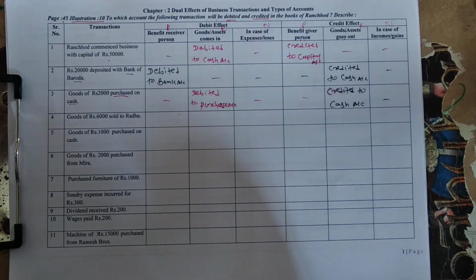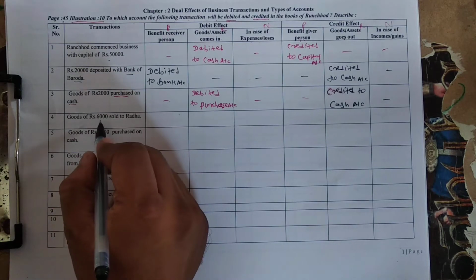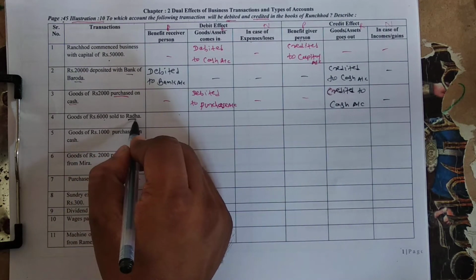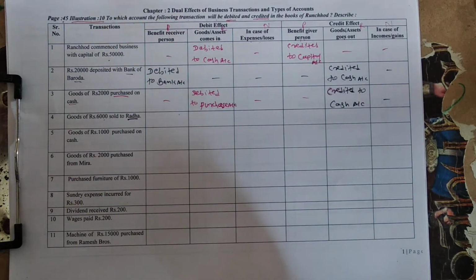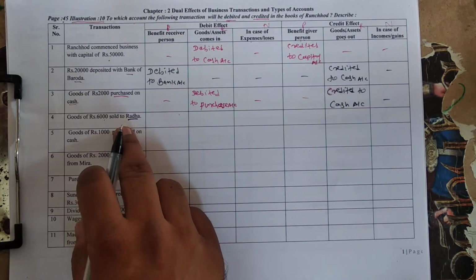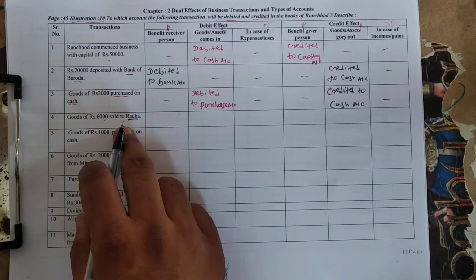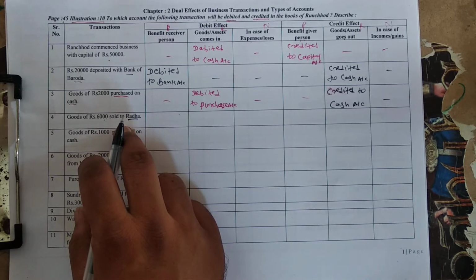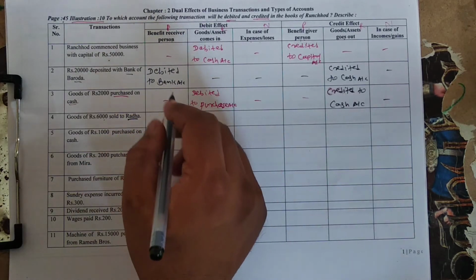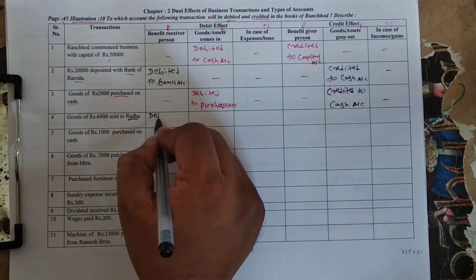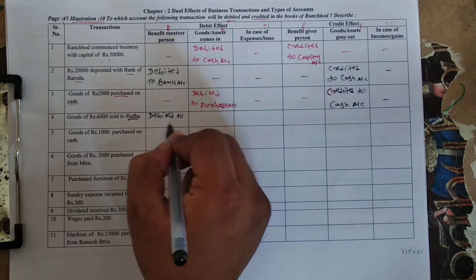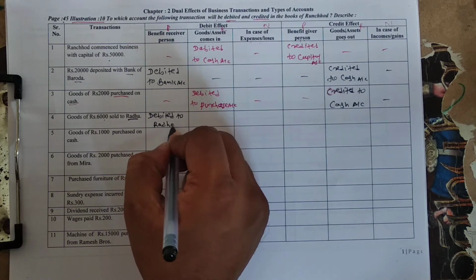Okay. Fourth transaction, goods of rupees 6,000 sold to Radha. Student, here the name of a person is mentioned. So this is a credit transaction. In case of a credit transaction, a personal account must be affected. So decide whether Radha is the receiver or the giver. We sold goods to Radha, so Radha is the receiver. So debited to Radha account. Debit the receiver means debited to Radha account.